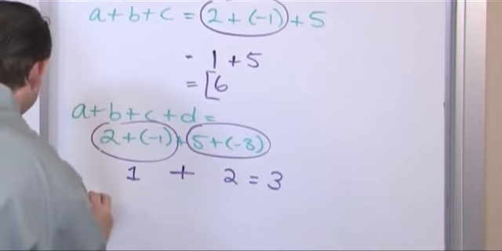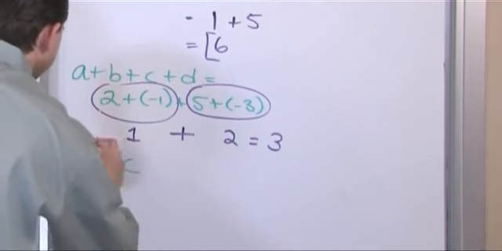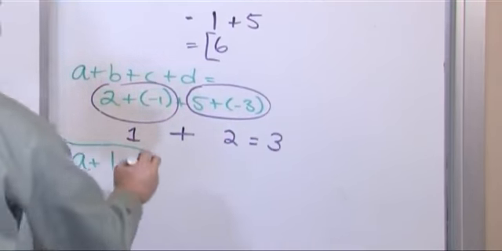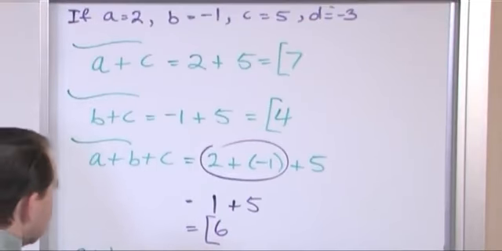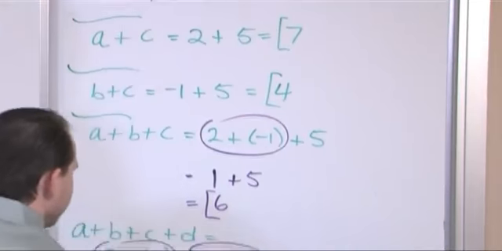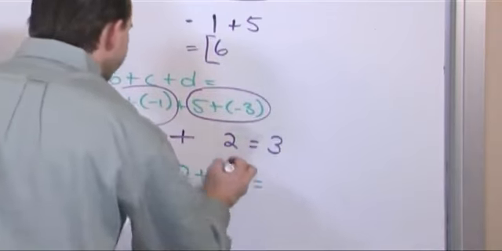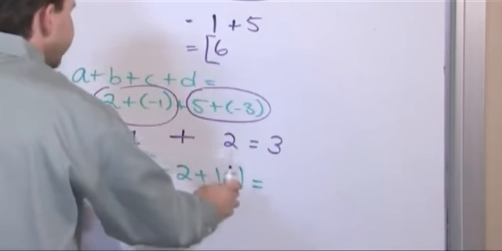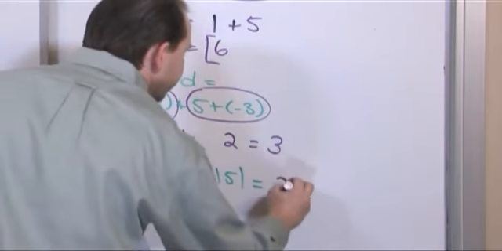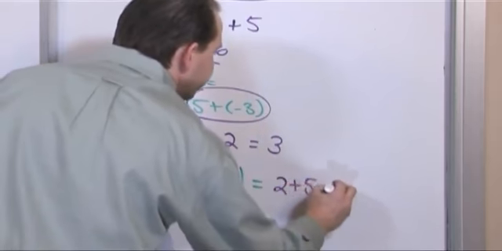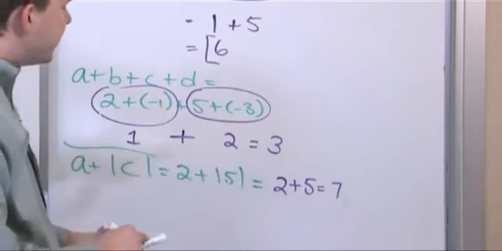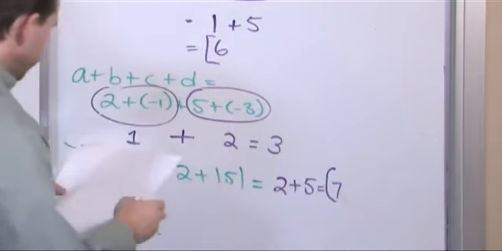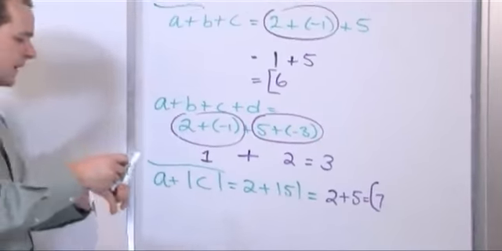If you had A plus absolute value of C, then it would be the same thing. A is 2 plus absolute value of C is 5, right? And so then you would convert that over to what you know. The absolute value of 5 is just simply 5, so 2 plus 5 is 7. And if you had a different letter in here, you would just take the absolute value of that and then add it together. So the answer is 7.